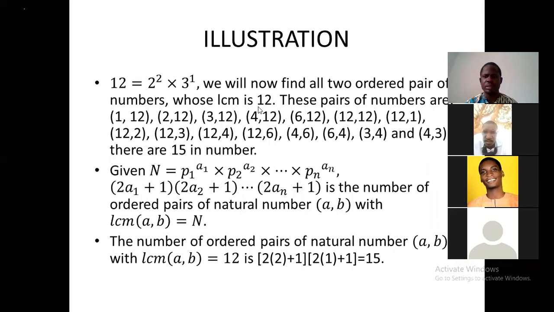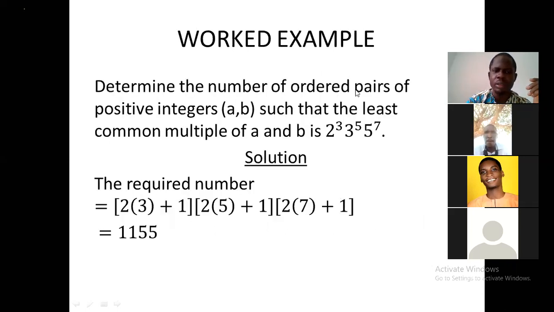Now, 12 is equal to 2 raised to power 2 times 3 raised to power 1. We will now find all ordered pairs of numbers whose LCM is 12. In case you are confused about ordered pair, your mind should go to the Cartesian plane. (2, 1) is not the same thing as (1, 2). With (2, 1), the x coordinate is 2 and the y coordinate is 1, and that is not the same thing as x coordinate 1, y coordinate 2. So that's what ordered pair means.